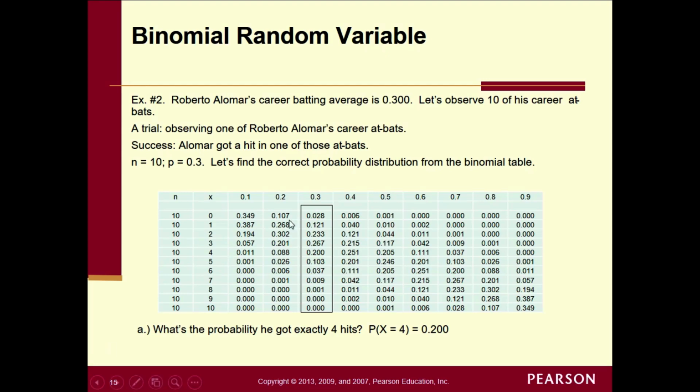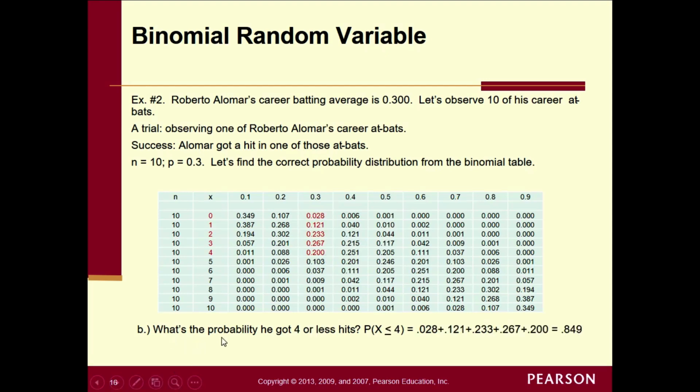I went ahead and produced the table. We have n is equal to 10, p is equal to 0.3. Here's our probability distribution that we're working with. Hopefully you can find that in the table that you printed out. Then, what is the probability he got exactly 4 hits? That would be the probability that x is equal to 4. We come across, and it looks like 0.2. Simple as that.